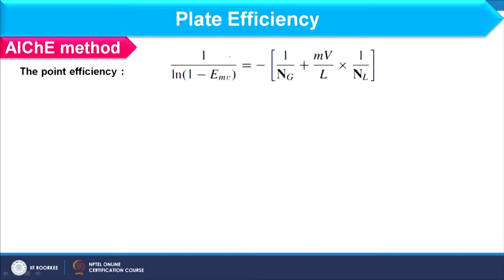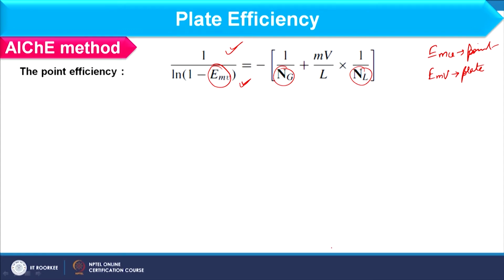Here I have the expression for point efficiency, where EMV is the point efficiency. What is the difference between point efficiency and plate efficiency? If I consider EMV with a small v, it is point efficiency, and if I represent it with a capital V, it is basically the plate efficiency. This expression is equated to minus 1 by Ng plus mV by L into 1 by Nl, so that is basically the transfer unit in the gas and liquid phase.